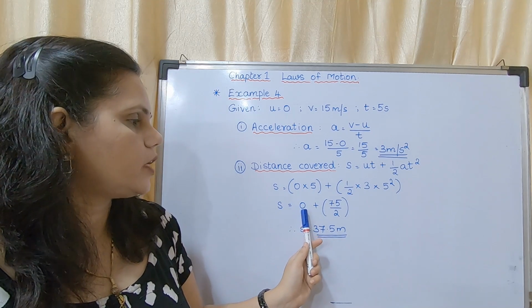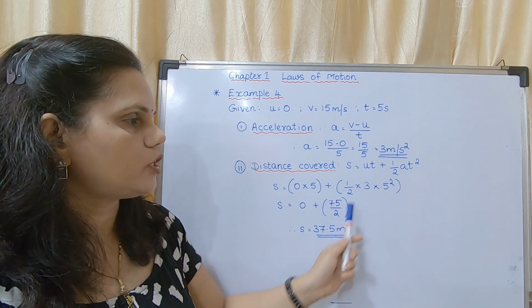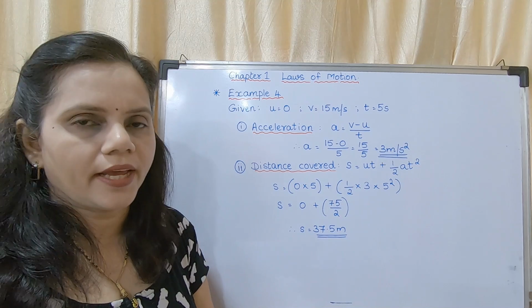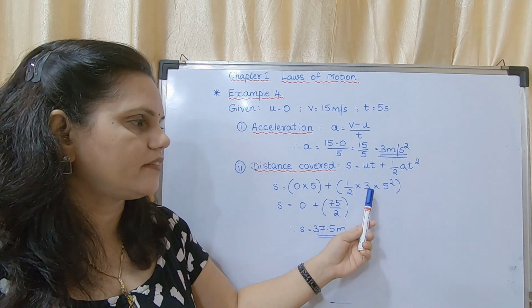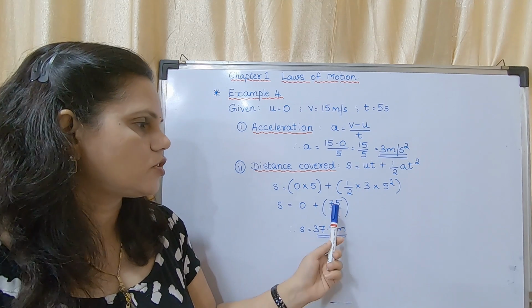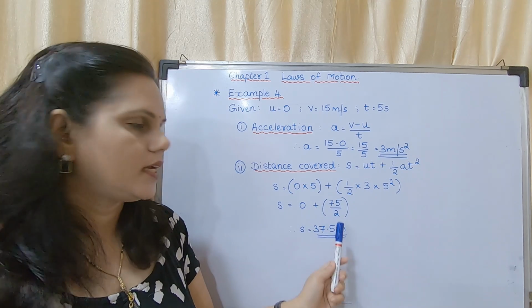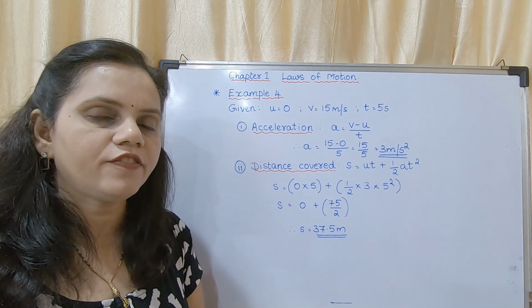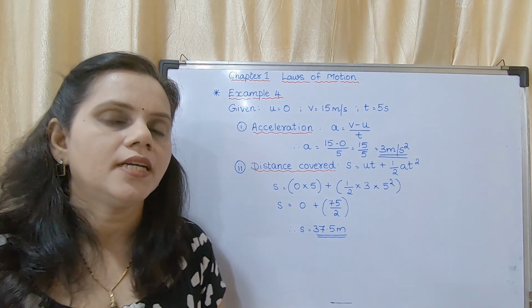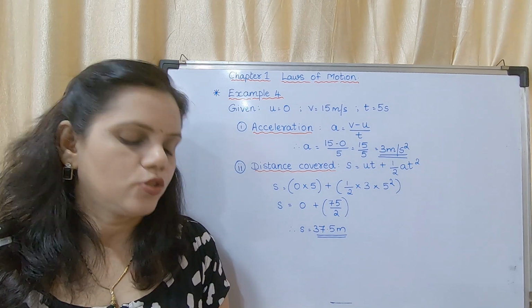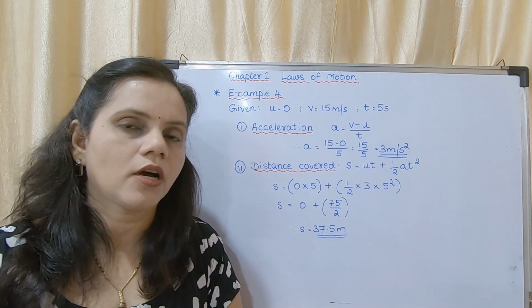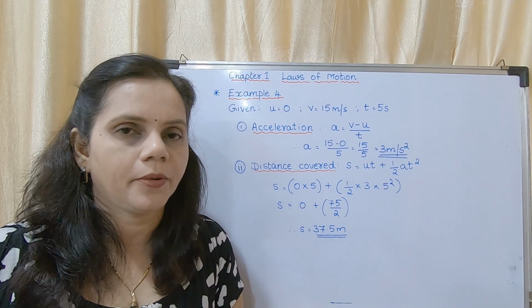So s is equal to 0 plus 75 upon 2. 3 into 5 square. 5 square is 25. 25 3s are 75. So 75 upon 2. It will be 37.5 meter. So this will be the distance covered. Okay, so these 4 sums, solved examples, are very, very important.